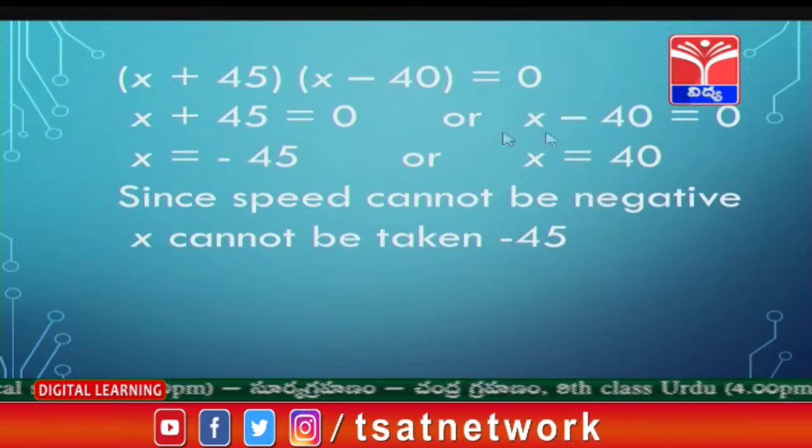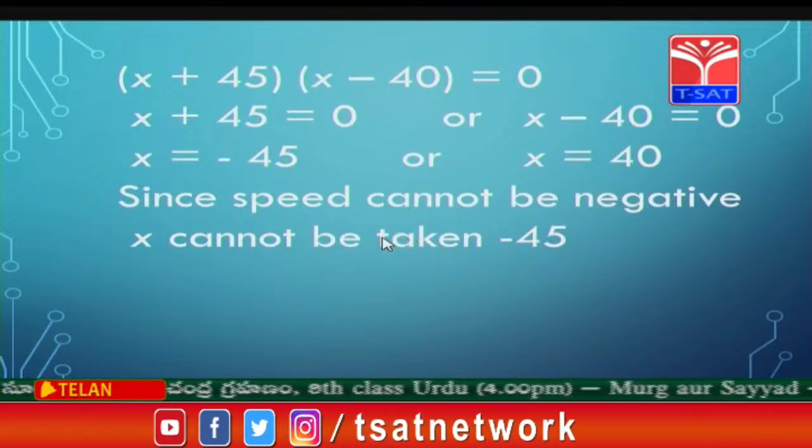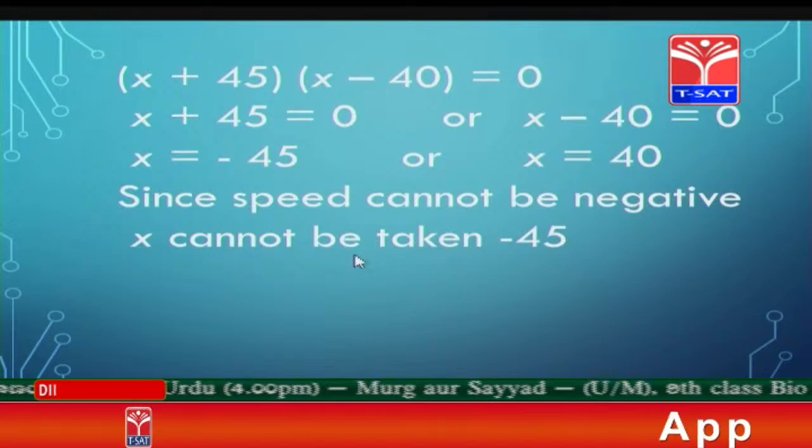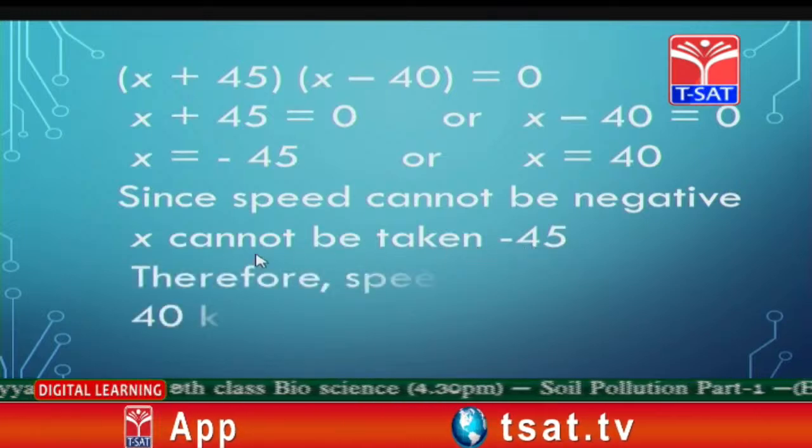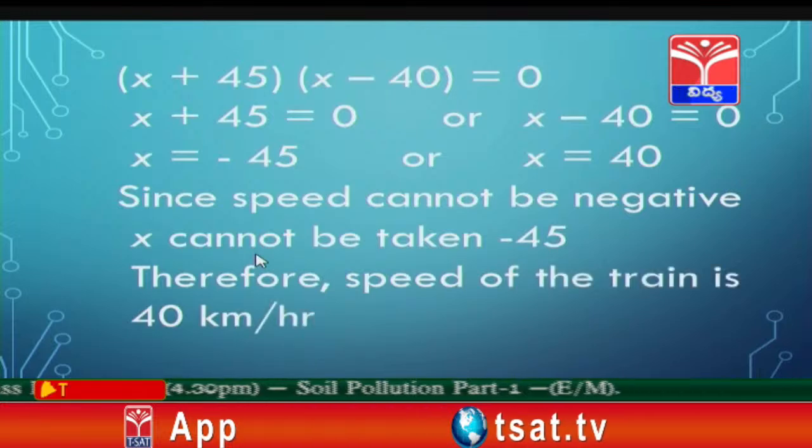Now, we are trying to find the speed of the train and we know that speed cannot be negative. So, we cannot consider the value of minus 45 for x. So, the speed of the train should be 40 kilometers per hour. Now, I hope you understood how we relate the daily life situations to quadratic equations.